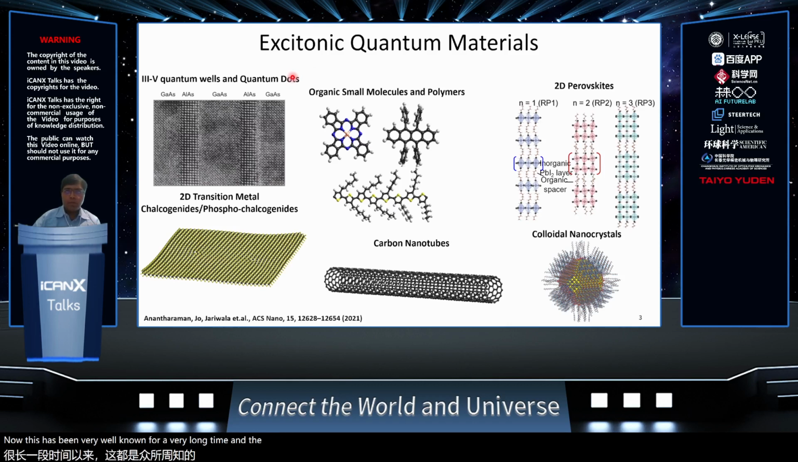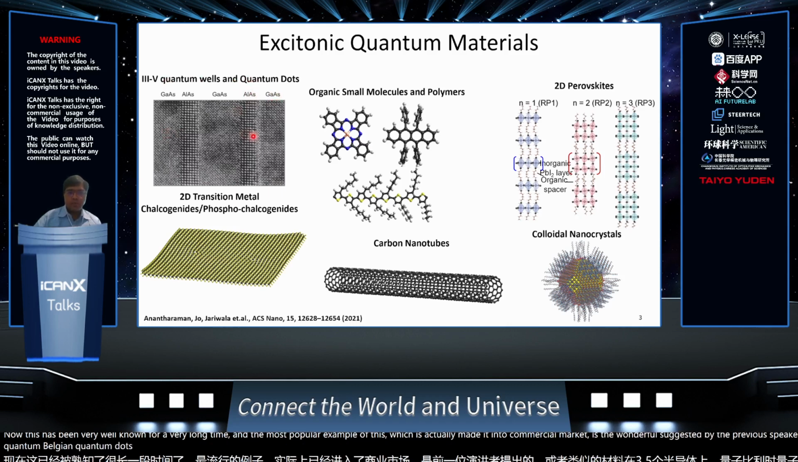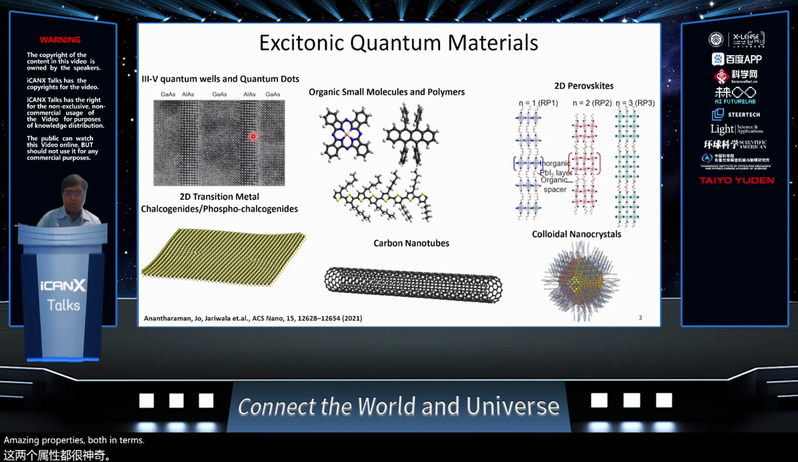And the most popular example of this, which has actually made it into the commercial market, is the one that was presented by the previous speaker, or similar types of materials known as III-V semiconductor quantum wells and quantum dots. In these materials, the effect of excitons and their amazing properties, both in terms of luminescence as well as optical modulation, has been studied for over 30 years now.